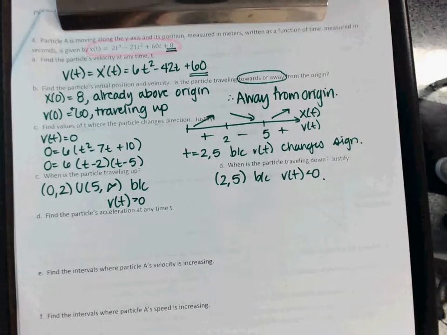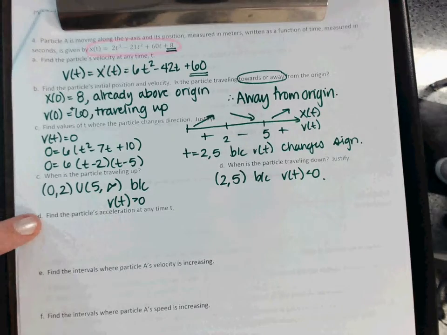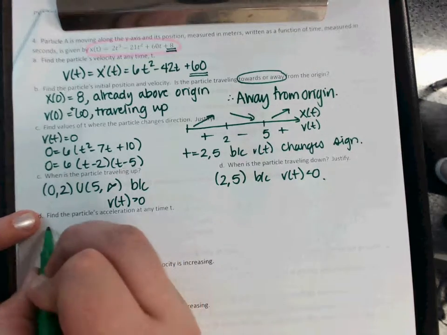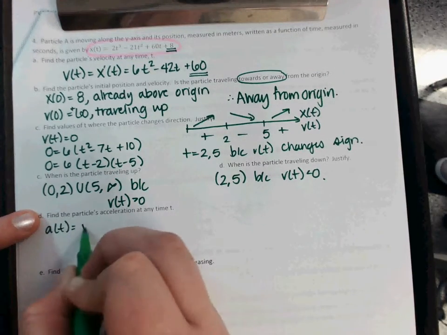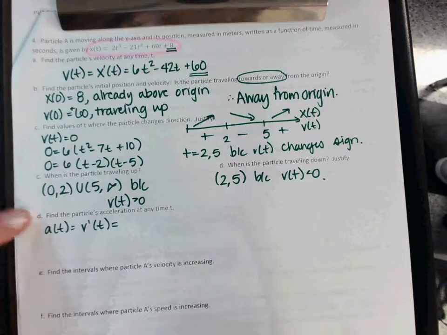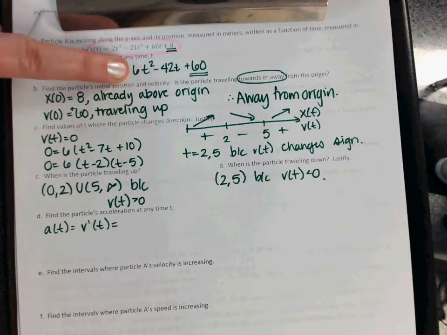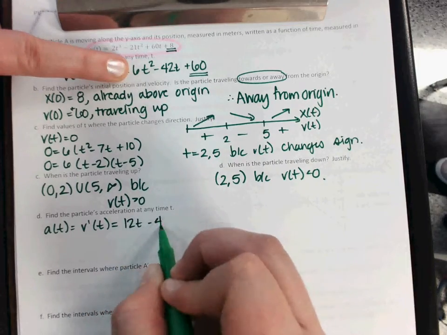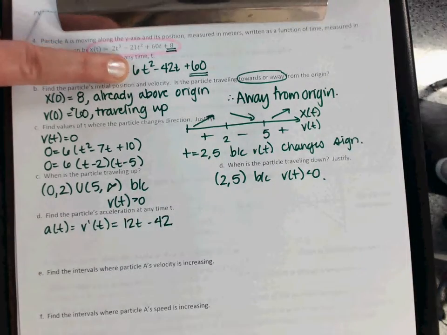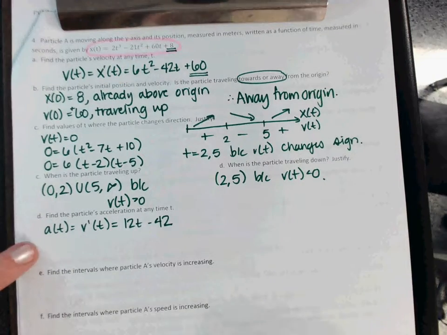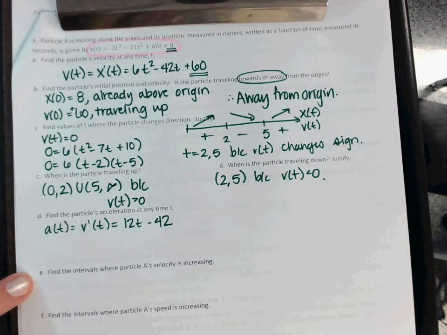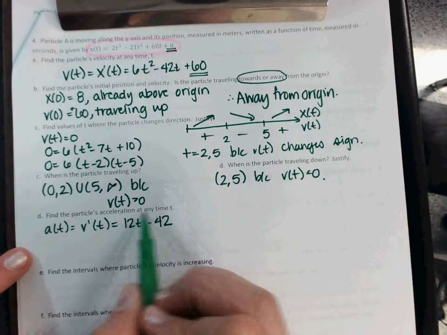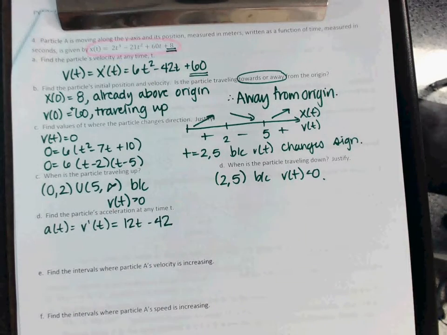Okay, part D, acceleration. You can't just take the derivative, you have to label it. So A of t equals v prime. And then I would come back to here to take the derivative. So I would have gotten 12t minus 42. The plus 60 obviously goes away because it's a constant. Derivative of a constant is 0. So at that point, I'm done. Says at any time, so that means my equation is my answer.